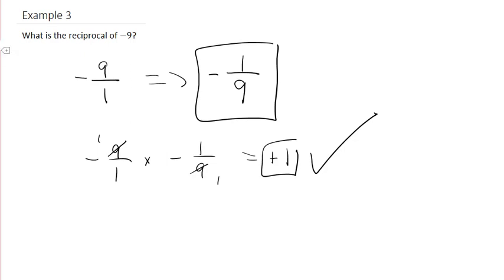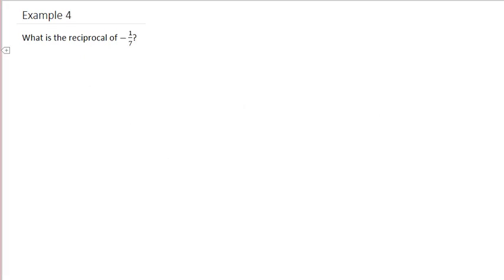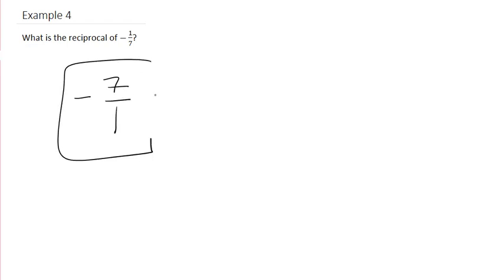So let's do one last example. What is the reciprocal of -1/7? So for this, we would change it into -7/1. And that would be our final answer. Or you could write it as just -7. Either way, in WAMAP, you could write either one and they would be the right answer.